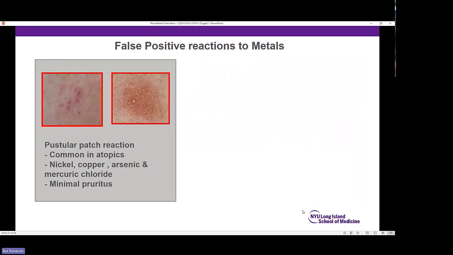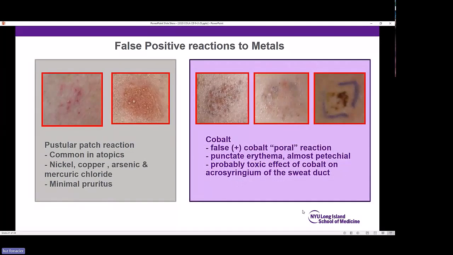False positive reactions, I showed you this pustular patch test type of reaction, common in atopics, common in metals such as nickel, copper, arsenic, and mercuric, and there's minimal pruritus in this. Cobalt also has a false positive reaction. We call it the cobalt poral reaction. You can have punctate erythema. It's almost petechial if you see in your second slide, and it's probably a toxic effect of cobalt on the sweat duct. These are all false positive reactions, so they are negative.